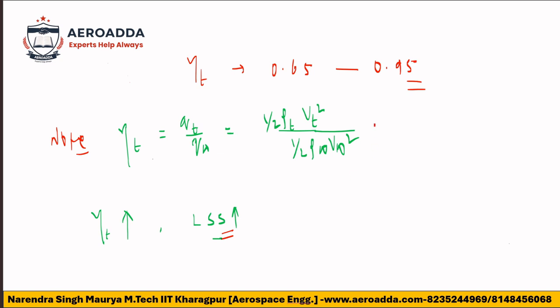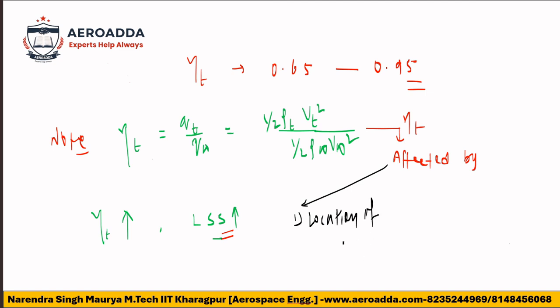So eta T is affected by, please make a note, the location of the tail. First, very important, the location of the tail. Second, it is also affected by the power plant.